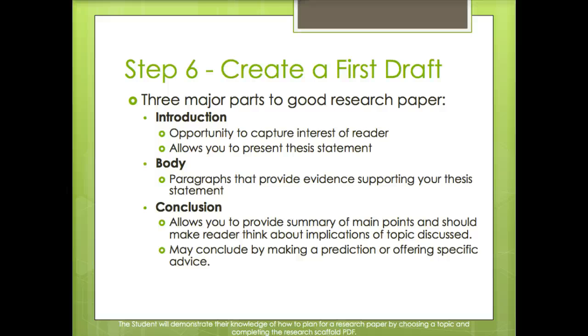Then the next thing is you're going to create your first draft. You're going to have an introduction, which is the opportunity to capture the interest of the reader, and you present your thesis statement. Then you will do a body, which is all your paragraphs supporting your thesis statement. This is where you're going to introduce new ideas and textual evidence. And the conclusion, you don't want to enter any new information in the conclusion, but that's going to summarize all your main points and remind the readers why they should believe your thesis.